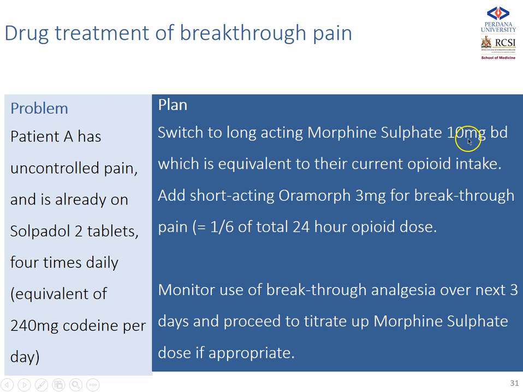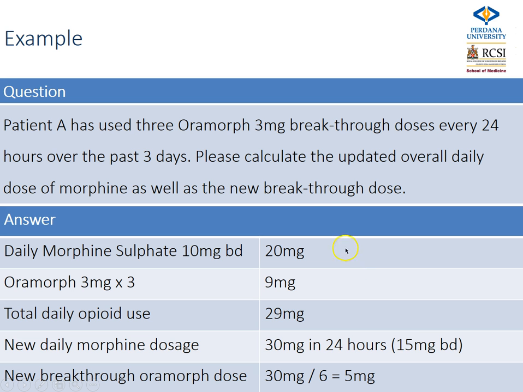You would then monitor this over the next few days and use it to increase the dose of the long-acting twice daily morphine. Let's look at this in detail now. So let's say she's had 3 doses of the 3 milligrams over 24 hours in the past 3 days. So our total daily dose is 10 milligrams BD, that's 20, plus 3 of the 3 milligram doses for breakthrough pain, that's 9 milligrams. So that gives a total of 29 milligrams over the last few days. So let's make it 30 milligrams for evenness.